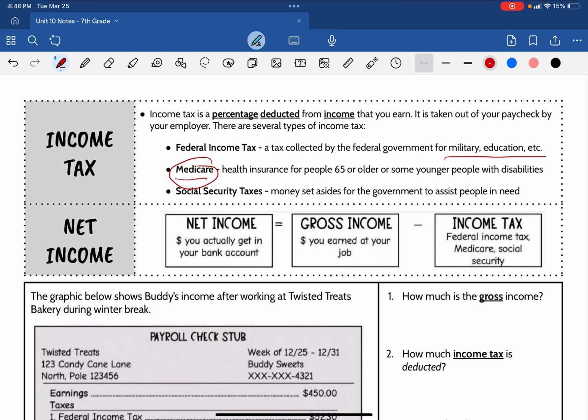So when you're talking about this, a lot of the time it will come out to what is your net income. So your net income is the money you actually get in your bank account. And that's the gross income minus the income tax. So the money you earned at your job minus the federal income tax, Medicare, Social Security, that is going to be your net income. So that's basically your take home. This is what you take home. Take home. Okay.